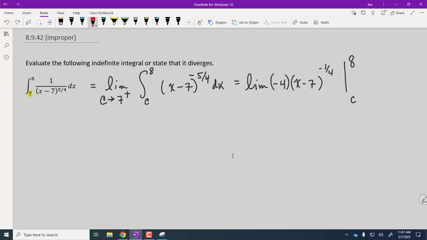All right, so now let's get that constant out to the front, just get it out of the way. So negative 4 limit. Let's also make that a positive exponent. It's going to be a little bit easier. So plugging in the 8, 8 minus 7 is 1 to the negative 1/4, which is 1 over 1 to the positive 1/4, which is still 1. 1 to any power. So that's what we get when we plug in 8 minus 1 over c minus 7 raised to the positive 1/4. So that's what we have.